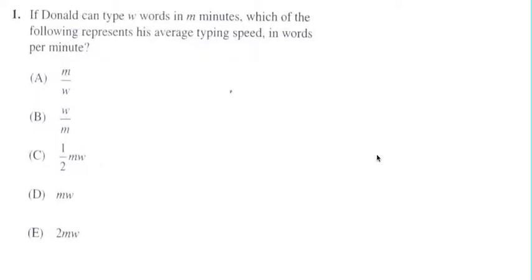Hello. We'd like to look at some SAT problem-solving questions here. This will be the questions from section 2. Now, here downloads can type W words in M minutes. Which of the following represents this average?